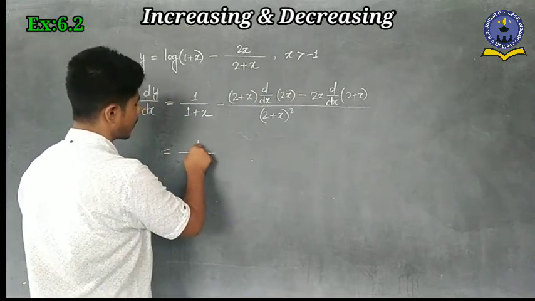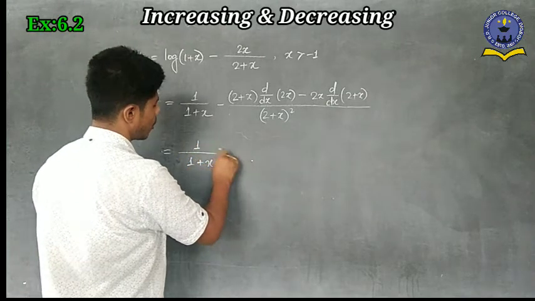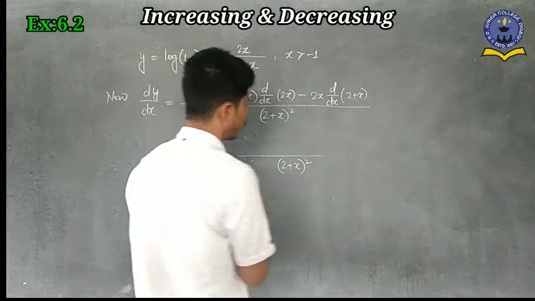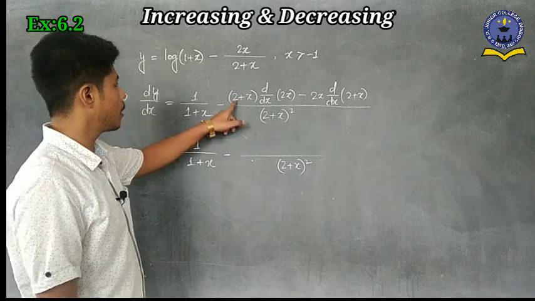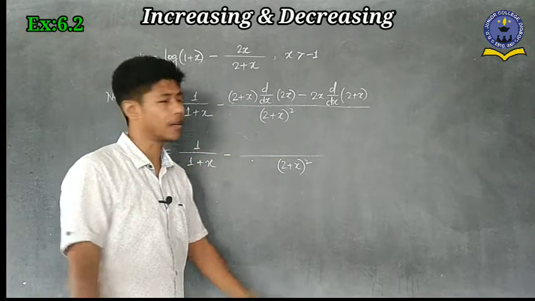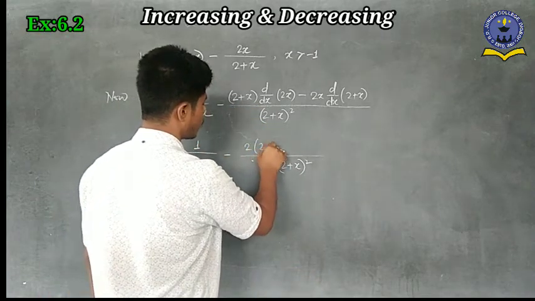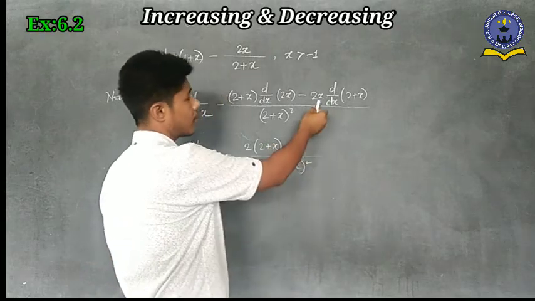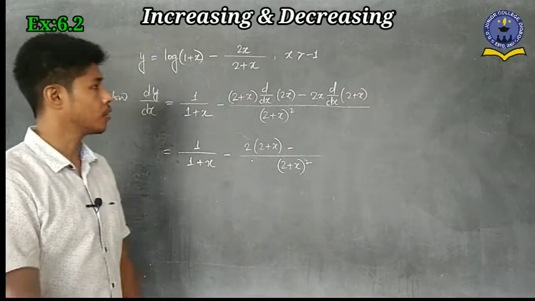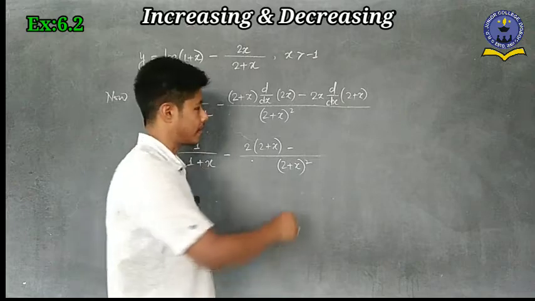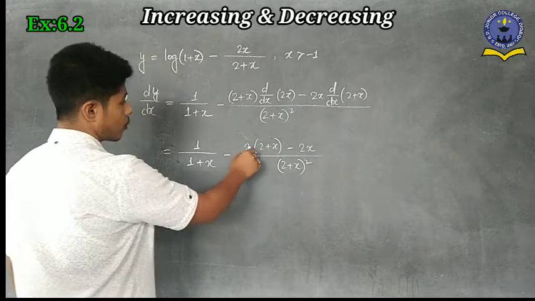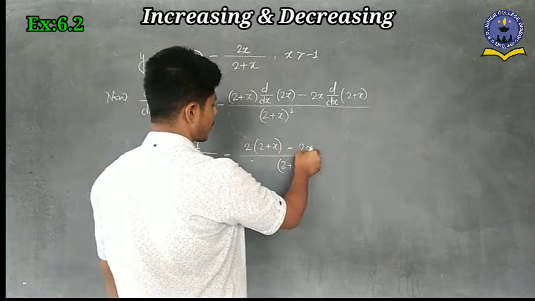So from here we get 1 divided by 1 plus x minus, 2 plus x whole square. Then 2 plus x we keep the same, d/dx of 2x means 2 is a constant, so d/dx of x is 1. So we write 2 into 2 plus x minus 2x, where d/dx of the constant 2 is 0 and d/dx of x is 1, so 0 plus 1, ultimately we get 1 here, giving 2x. Now 2x minus 2x, so these two cancel.